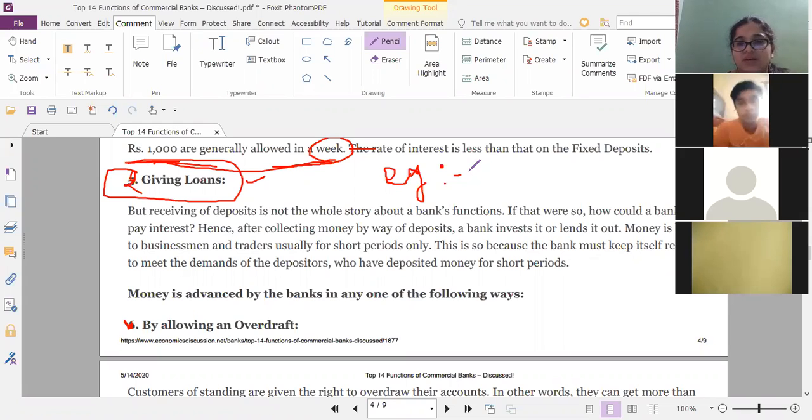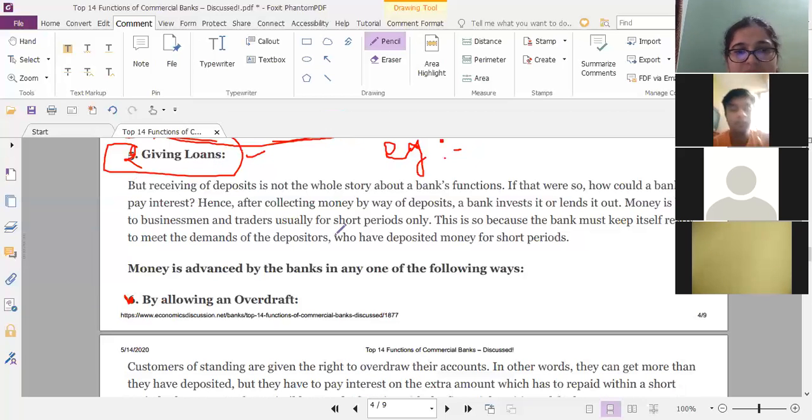So you get a housing loan, you get an education loan, then you get a business loan. These are various types of loans we are getting from banks, right? Okay, so we'll proceed here. I'll just give you a glance over what we are going to study under loans.